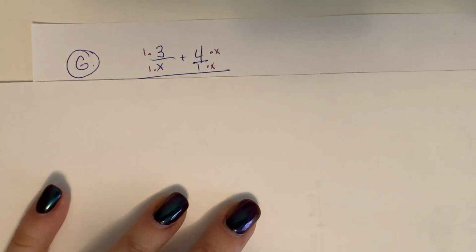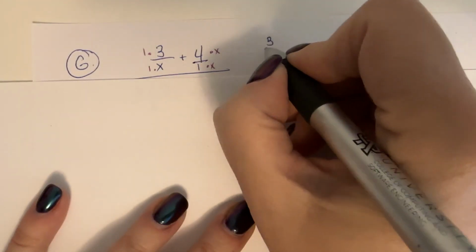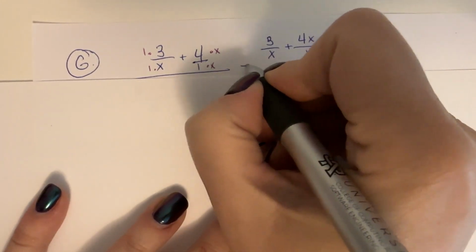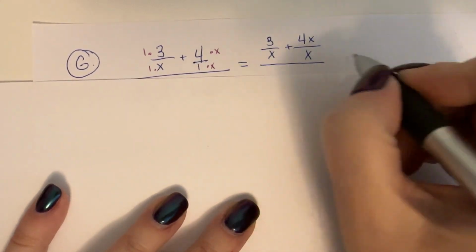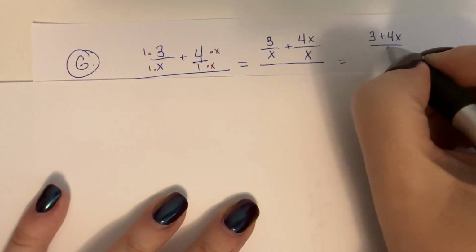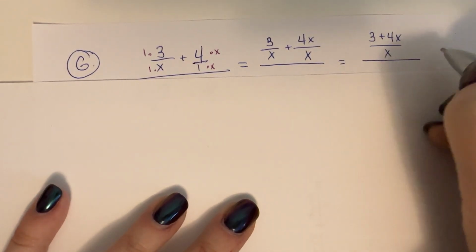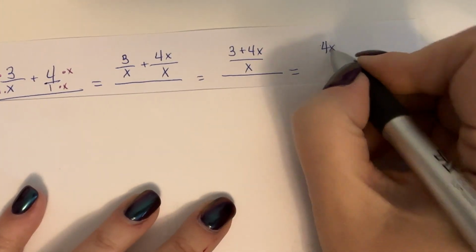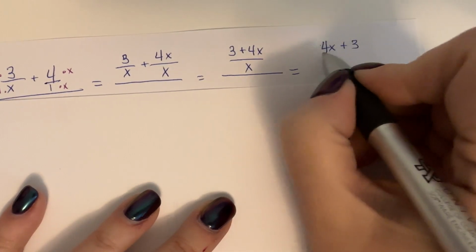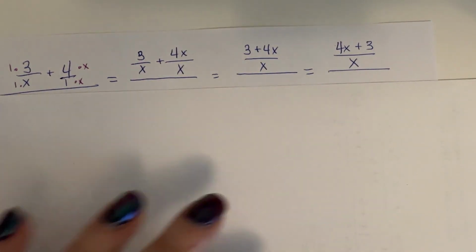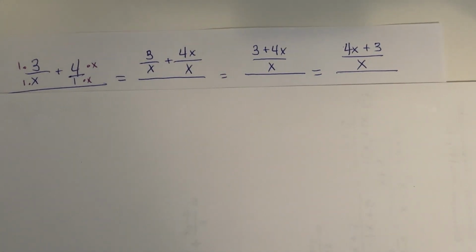Again, I'm just looking at the numerator because I don't want you to get overwhelmed. That'll be 3 over x plus 4x over x. So that becomes 3 plus 4x over x. And I like it in standard form: 4x plus 3 over x. All right, so that's just your numerator. If you need to pause it so you can write that down, I'm going to give you a chance.